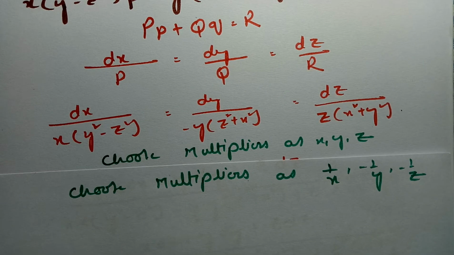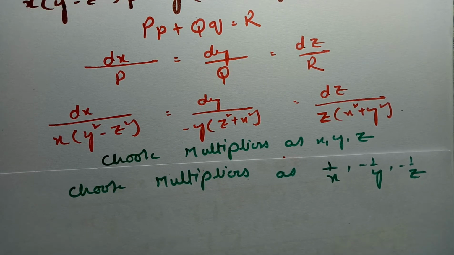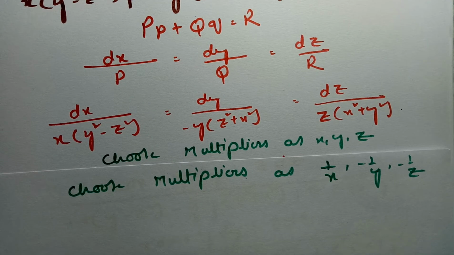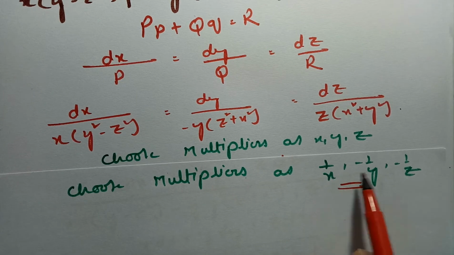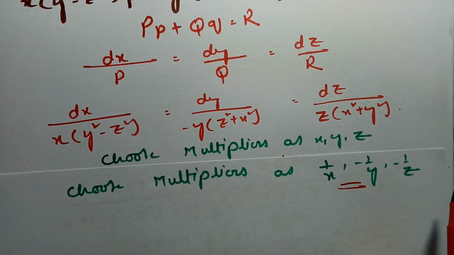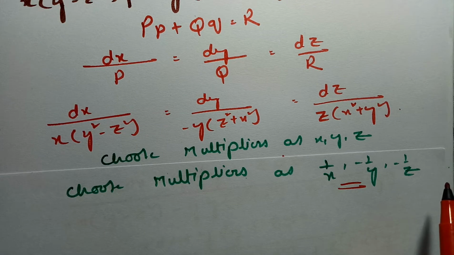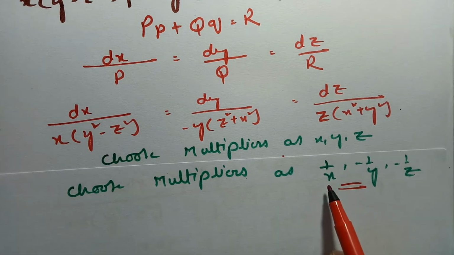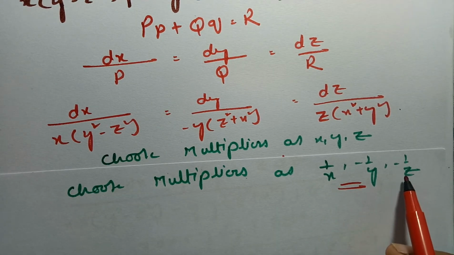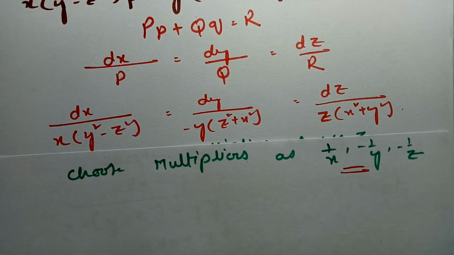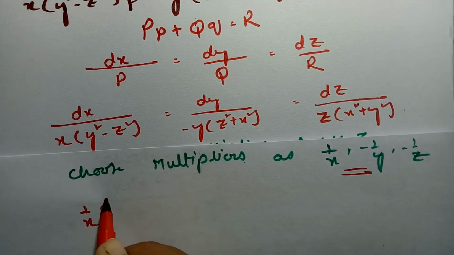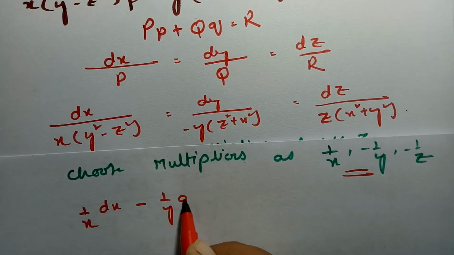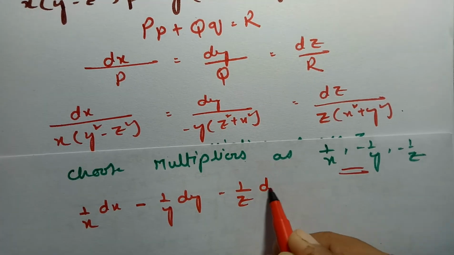The most important thing for each and every student is that you have to remember these multipliers. You have to be very cautious while selecting these multipliers. Most of the people will take 1 by x, 1 by y and 1 by z, and they don't get the answer at all. So your remembrance is very important, and it comes through practice. So keep practicing. It will be 1 by x, minus 1 by y, minus 1 by z is the multiplier for this kind of problem. So after taking the multipliers, it will be 1 by x dx minus 1 by y dy, again minus 1 by z dz.